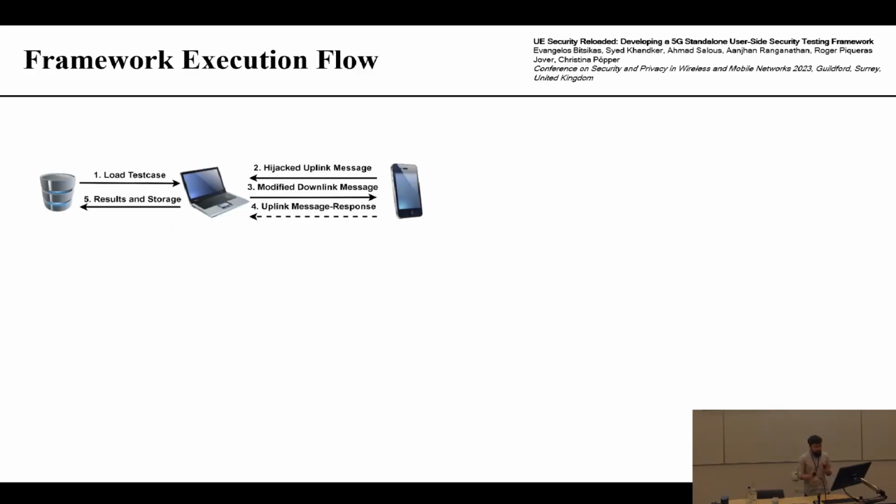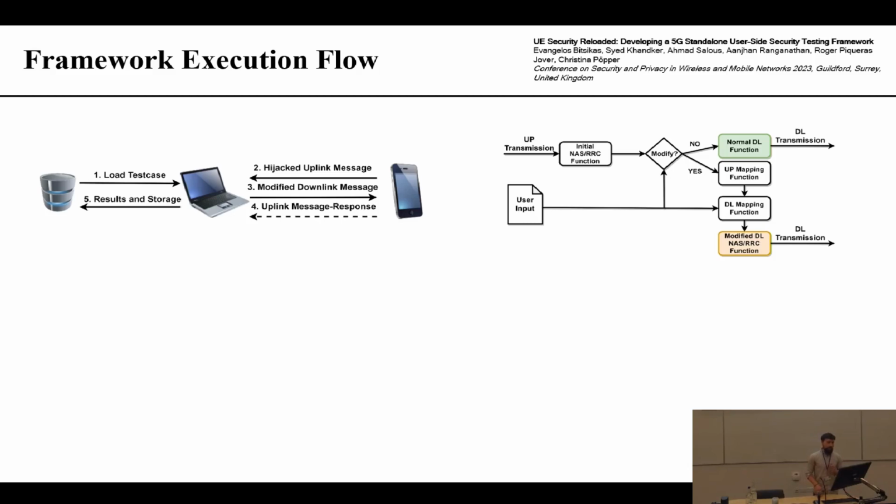So, very briefly, this image shows how things work. The test case is loaded. The device connects to the network, and once there is an uplink message that the user wants to hijack, a modified downlink message is sent, and potentially the user equipment responds back. And I say potentially because the user equipment may not respond at all. So eventually we get the results, store them, and analyze them.